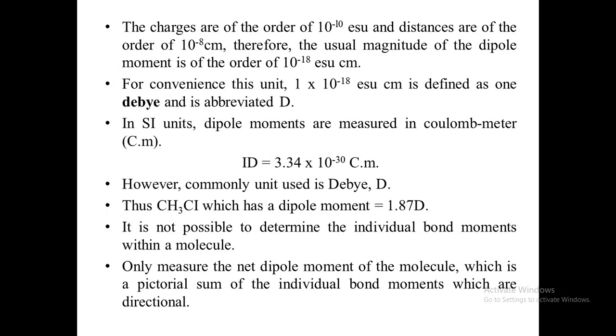This is a very common approach in sciences and mathematics to convert decimal quantities into whole numbers. So for the conversion of this small unit, an alternative unit was used, the debye. Debye is abbreviated as D, and 1 debye is equal to 10 raised to power minus 18 ESU centimeter. Commonly the unit used is the debye. The dipole moment for the molecule methyl chloride is 1.87 debye.